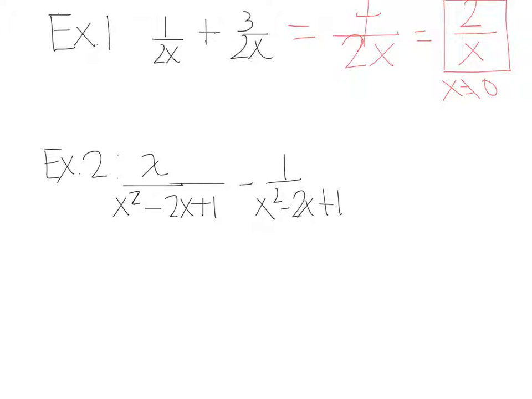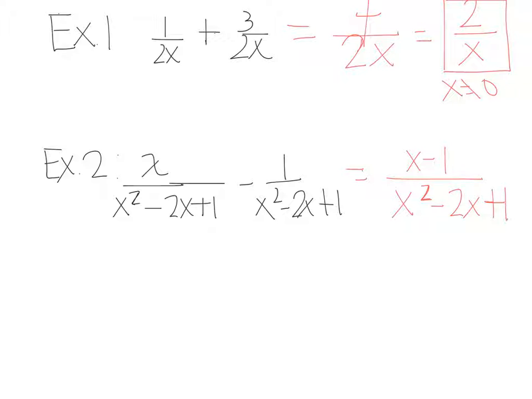Okay, for example number 2, go ahead and copy down x over x squared minus 2x plus 1 minus 1 over x squared minus 2x plus 1. Now, if you notice, we have the same denominators, so we're going to go ahead and bring that over. So I have x squared minus 2x plus 1. All right, and then I'm going to subtract my numerators in this case. So x minus 1 is x minus 1.